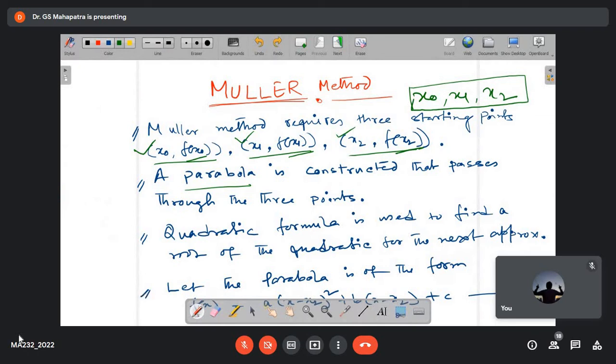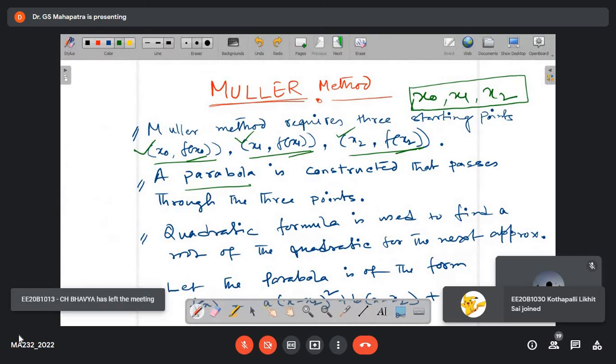So the quadratic formula is used to find a root of the quadratic for the next approximation. What is that? I will discuss. So first consider x0, x1, x2 and construct a parabola. Then you will get 1 point, another point, and that point you can add here by replacing one of these, that is actually you have to replace x0.